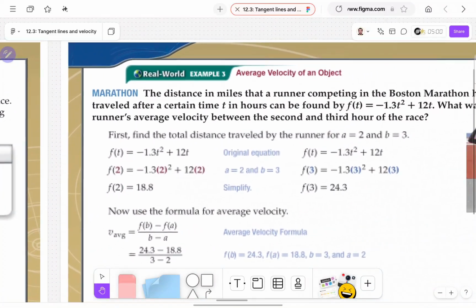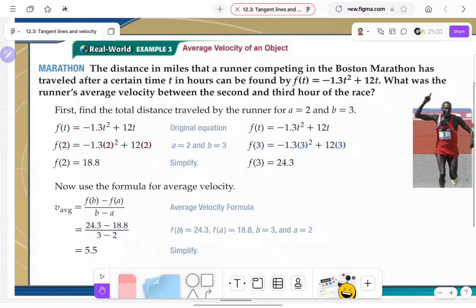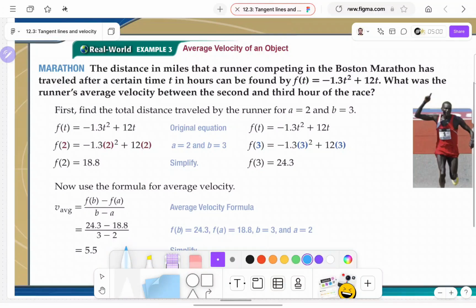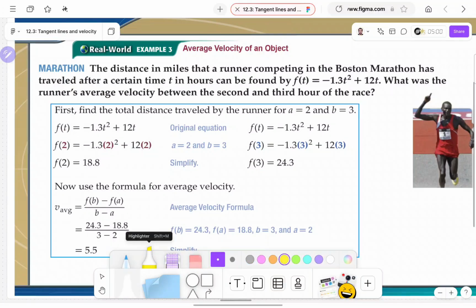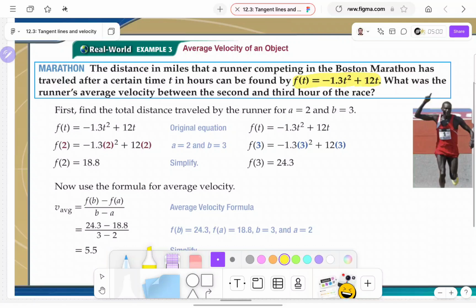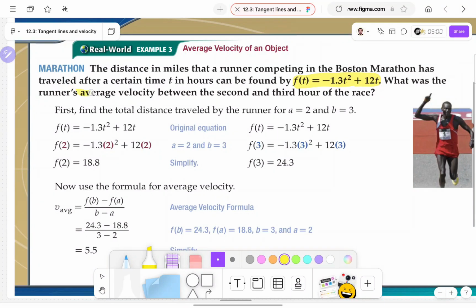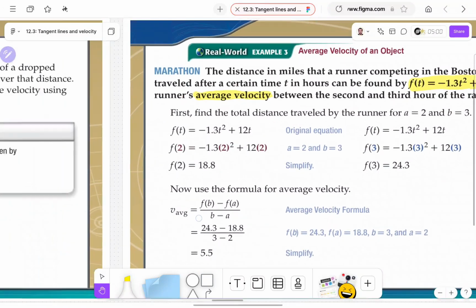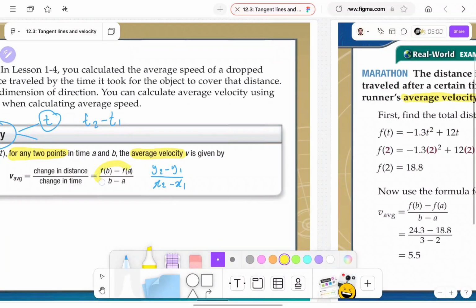Now, let's take this example here. So the example is given. So let's read it together. The distance in miles that a runner completing the Boston Marathon has traveled after a certain time t can be found using this formula. So this is the equation that we're going to use to represent the runner's speed. What was the runner's average speed? So it's asking average speed. So I'm going to use this formula here, because this is the average speed formula.